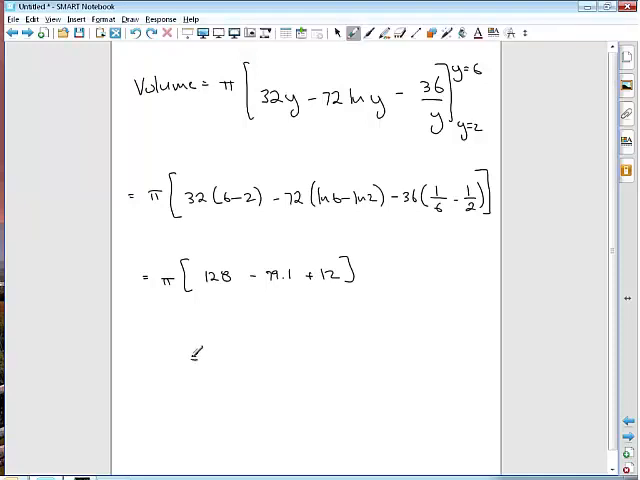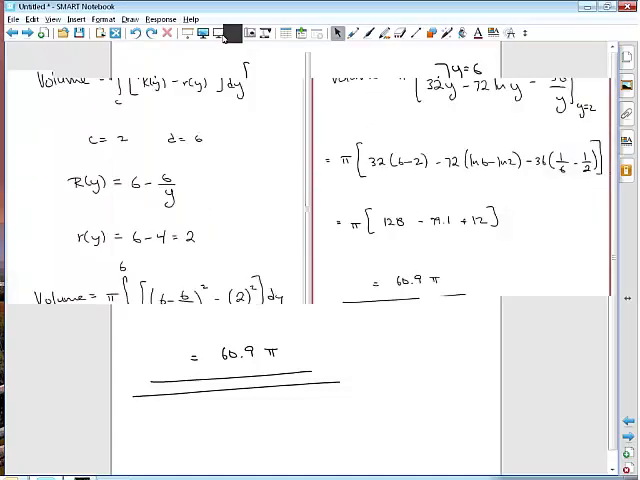So our final answer, we'll keep it in terms of pi, 128 minus 79.1 plus 12. So we get 60.9 pi is the volume of that rotated element. And since I changed the problem, I'm pretty sure I did it correctly, but I changed the radius so that we would get both an inner and outer radius.